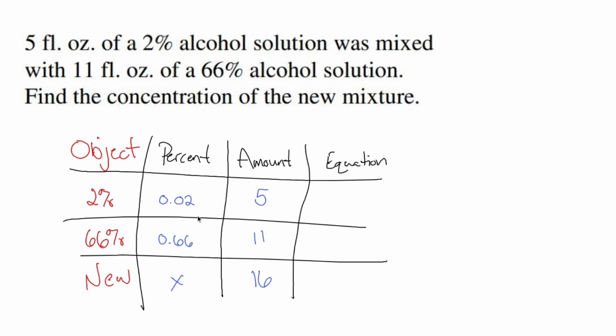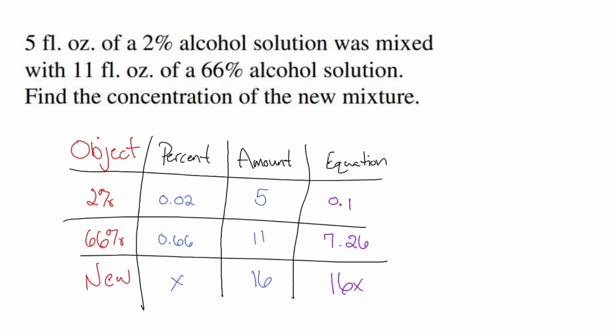Now, the equation that I get from here is going to be found by multiplying these two numbers together. So 0.02 times 5 is going to be 0.1. Use a calculator. 0.66 times 11 is 7.26. Use a calculator. Now, the new amount is going to be x times 16, which is 16x.